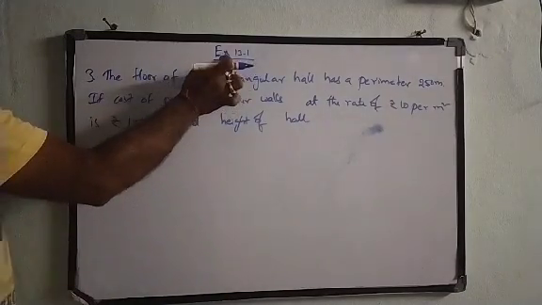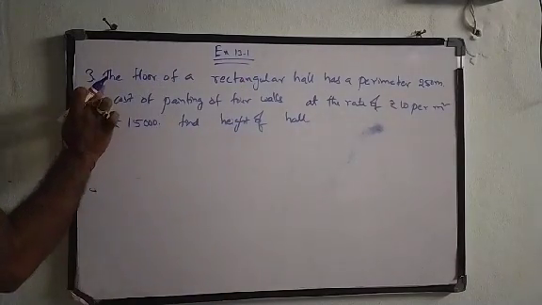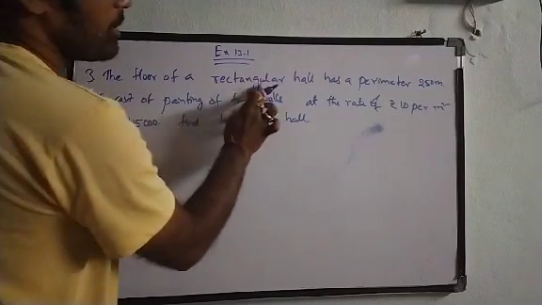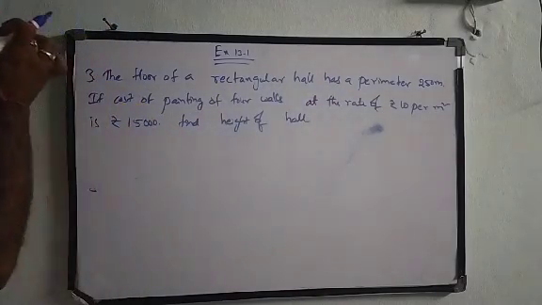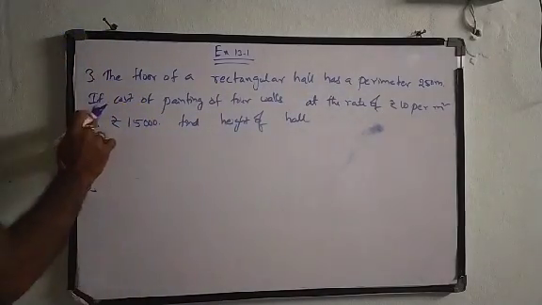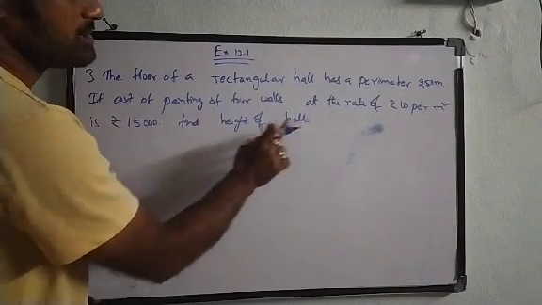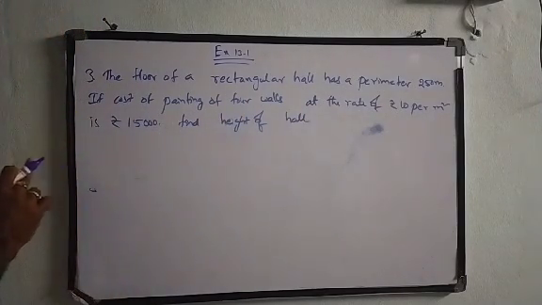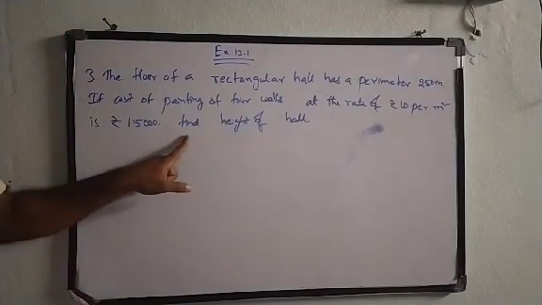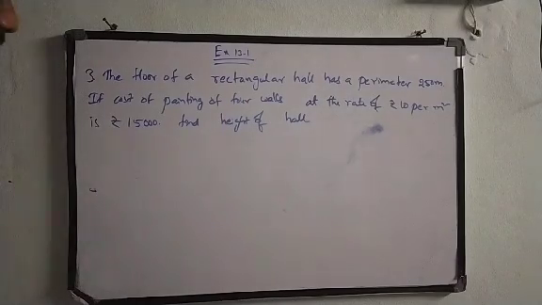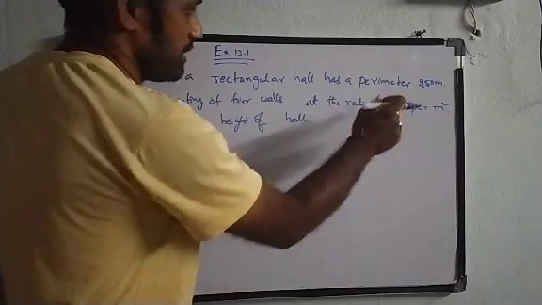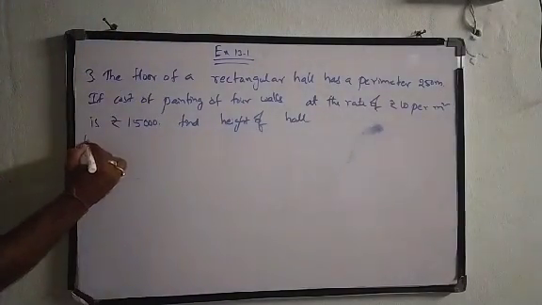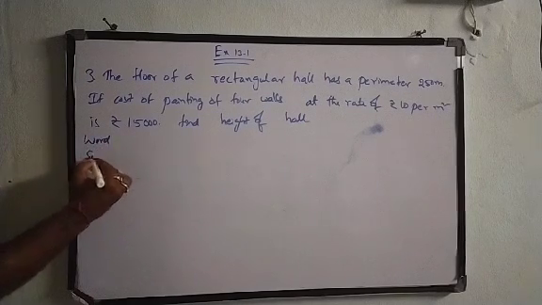Next we will discuss exercise 13.1, third question. The question is, the floor of a rectangular hall has a perimeter of 250 meters. If the cost of painting the 4 walls at the rate of rupees 10 per meter square is 15,000, find the height of the hall. A rectangular hall is there which has a perimeter. So let us start doing the solution for this.